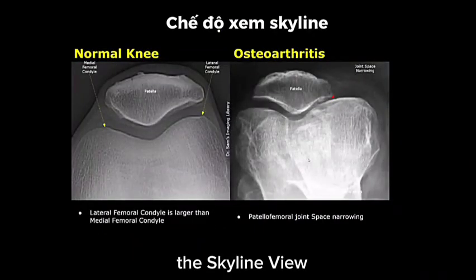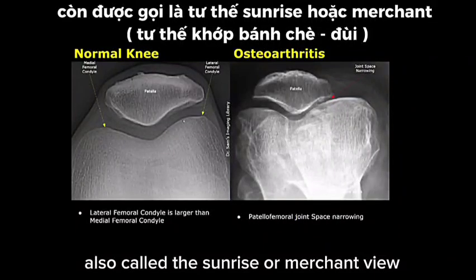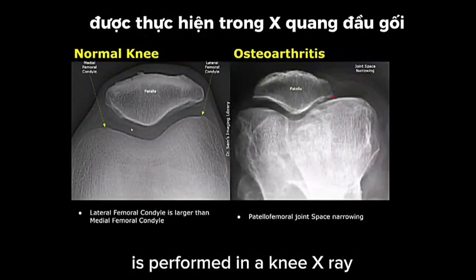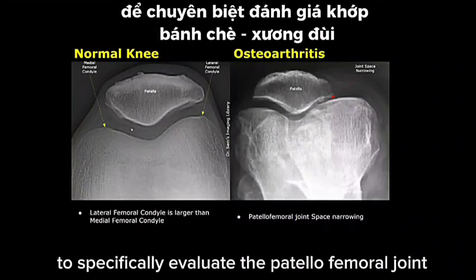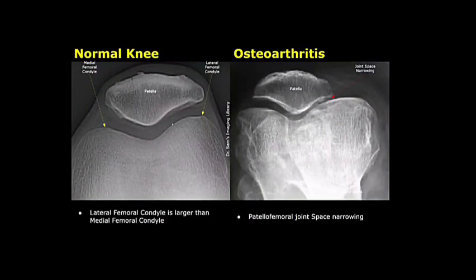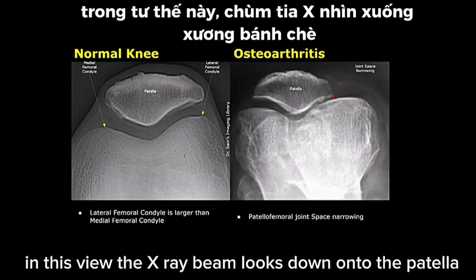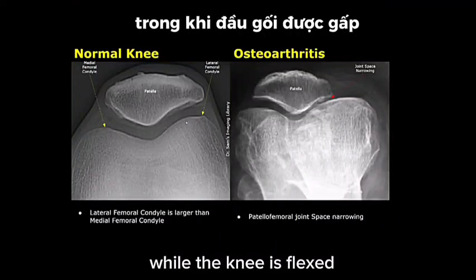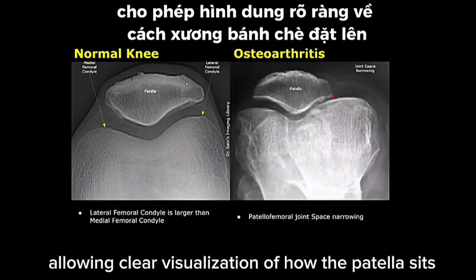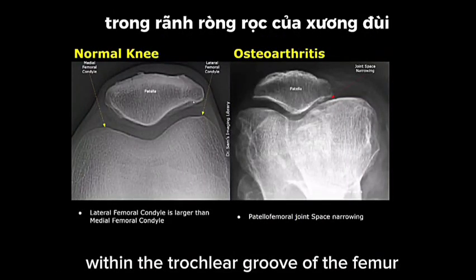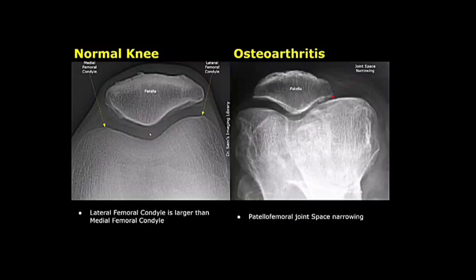The skyline view, also called the sunrise or merchant view, is performed in a knee X-ray to specifically evaluate the patellofemoral joint, which is the joint between the patella and the femur. In this view, the X-ray beam looks down onto the patella while the knee is flexed, allowing clear visualization of how the patella sits within the trochlear groove of the femur.